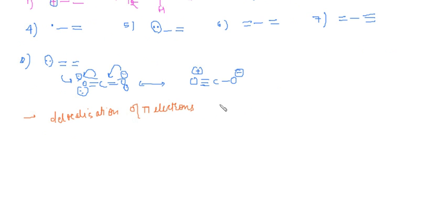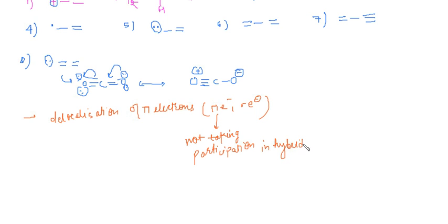In chemical bonding, you will learn what pi electrons and sigma electrons are. Pi electrons are electrons which do not take part in the resonance and do not take part in hybridization. And sigma electrons are those electrons which have taken participation in hybridization.